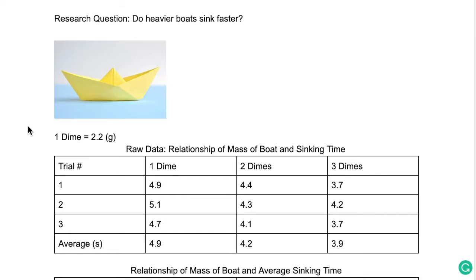So now that we have looked at bar graphs, we'll be looking into another experiment and another type of graph. In this experiment, the research question might be, do heavier boats sink faster? And here you could use paper boats to represent different types of boats. And you'll be adding different numbers of dimes, which are masses, to put on the paper boats to see if paper boats with more dimes will sink faster.